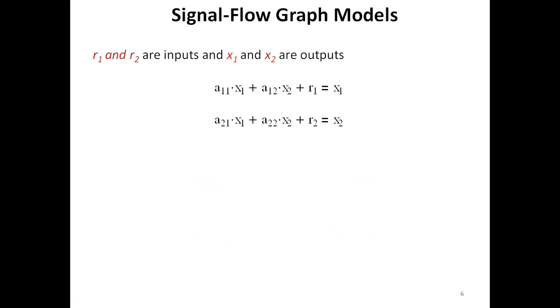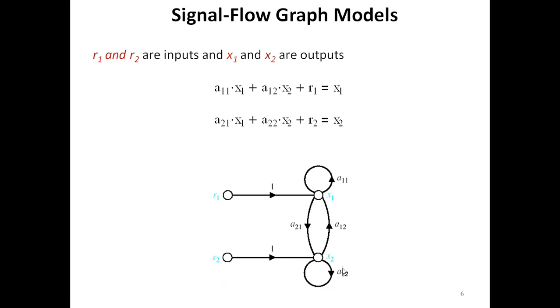In the same way, this is one more expression. Here R1 and R2 are inputs and X1 and X2 are outputs. So X1, X2, R1, R2 are four nodes. This is R1 and R2 and this is X1 and X2. So X1 is what? a11 X1.